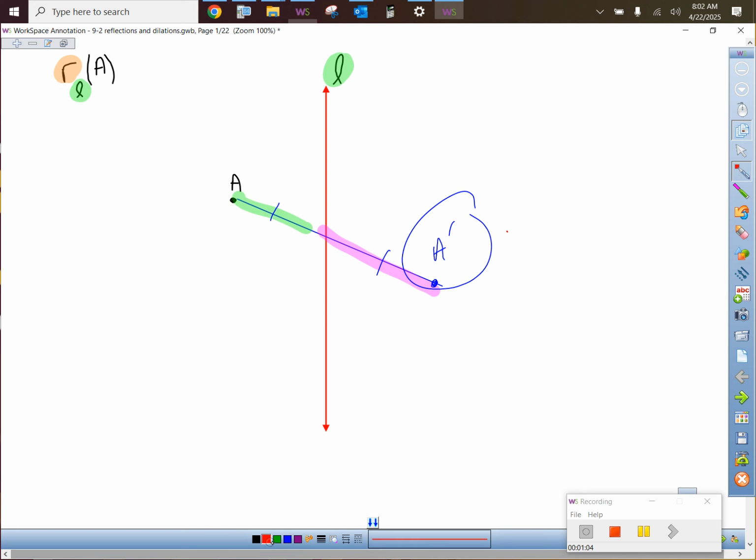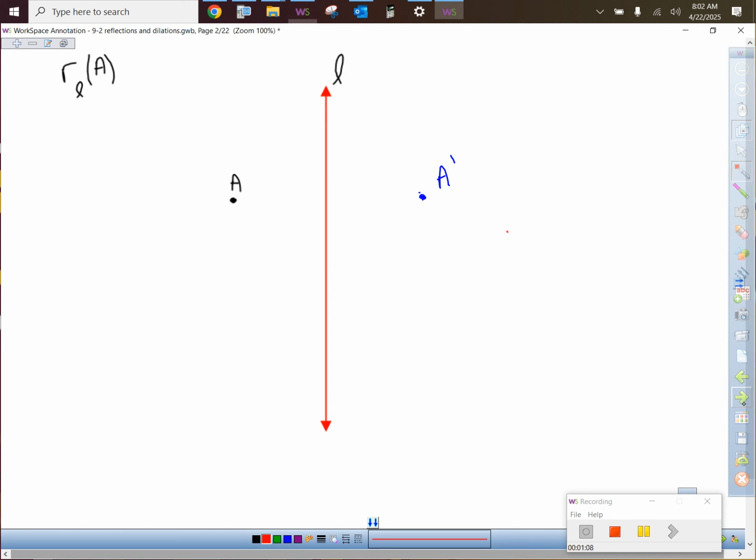I think you get it. It should be right here, totally right there. Why does it have to be right there? Talk to a neighbor. What do you think about if I connected these together with a segment? What's true about this segment in relation to this line?